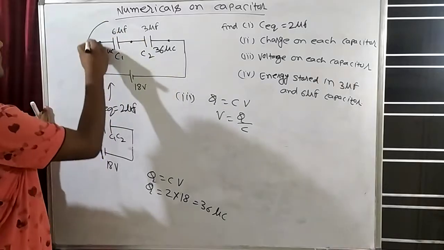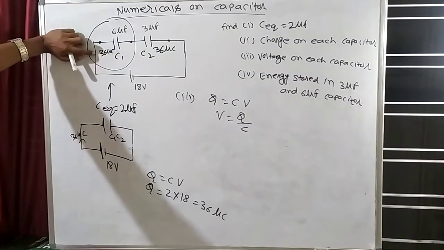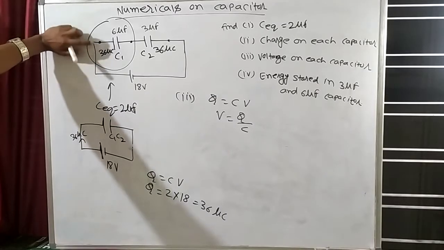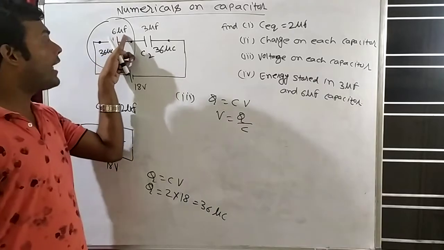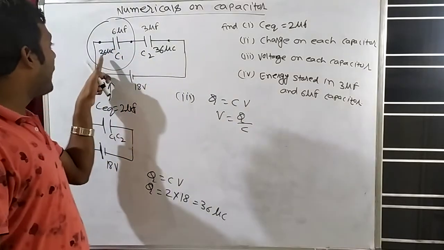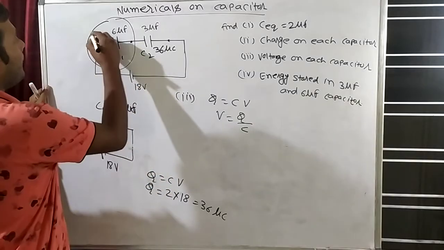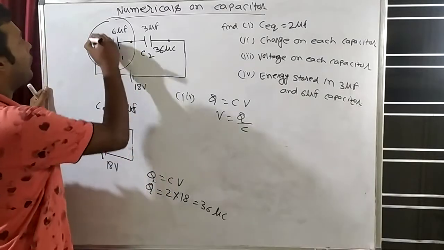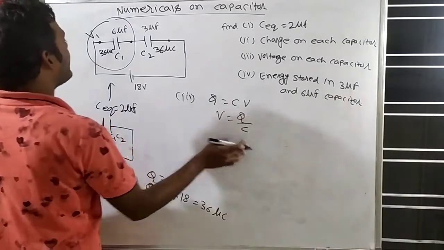So if you see the first capacitor, can we calculate V? We know Q. Q is how much? 36 microcoulomb, and capacitance is how much? 6 microfarad. Remember, microfarad is the unit of capacitance, and microcoulomb is the unit of charge. Clear? So what will be V1? V1 means the potential difference across the first capacitor. So V1 will be Q by C1.